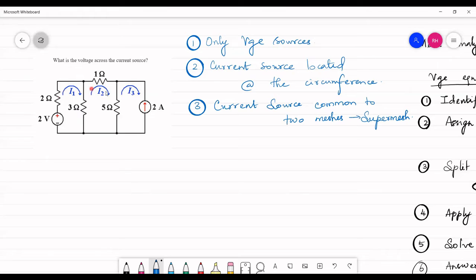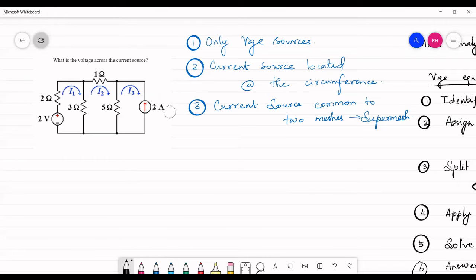As you can see here, there are three meshes and the mesh current is already given in the problem. So we take into account the direction of current, which is already given in the problem statement. And now the problem is to find the voltage across the current source. Always remember, whenever you have a current source, the voltage across the current source is an unknown till you solve the complete problem. And similarly, the amount of current that comes out of a voltage source is a mystery till you solve the complete problem.